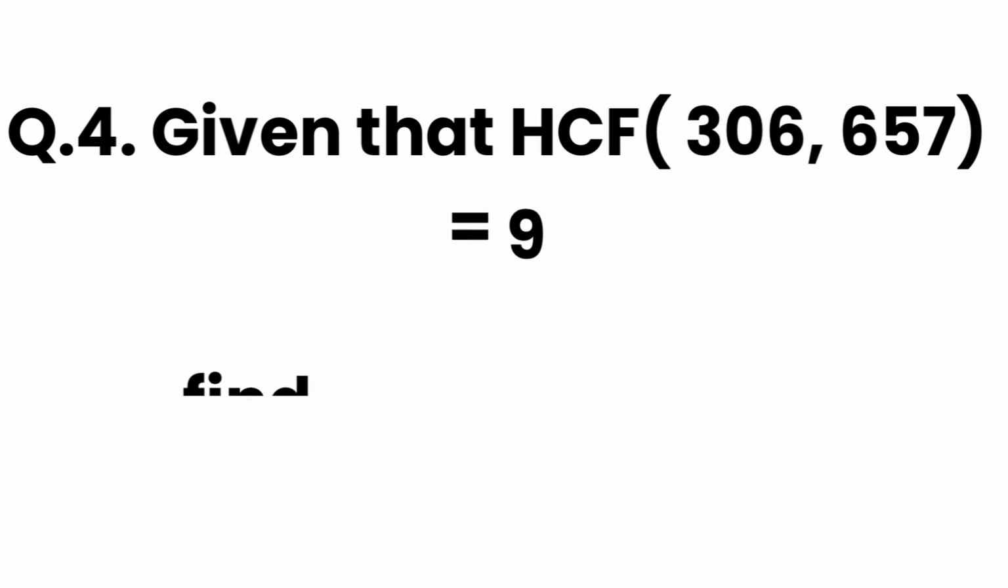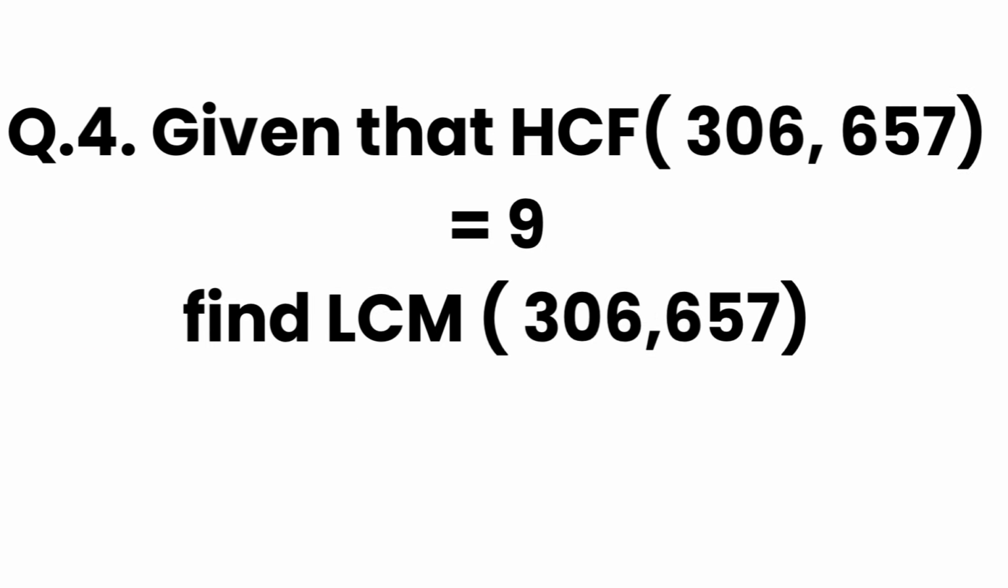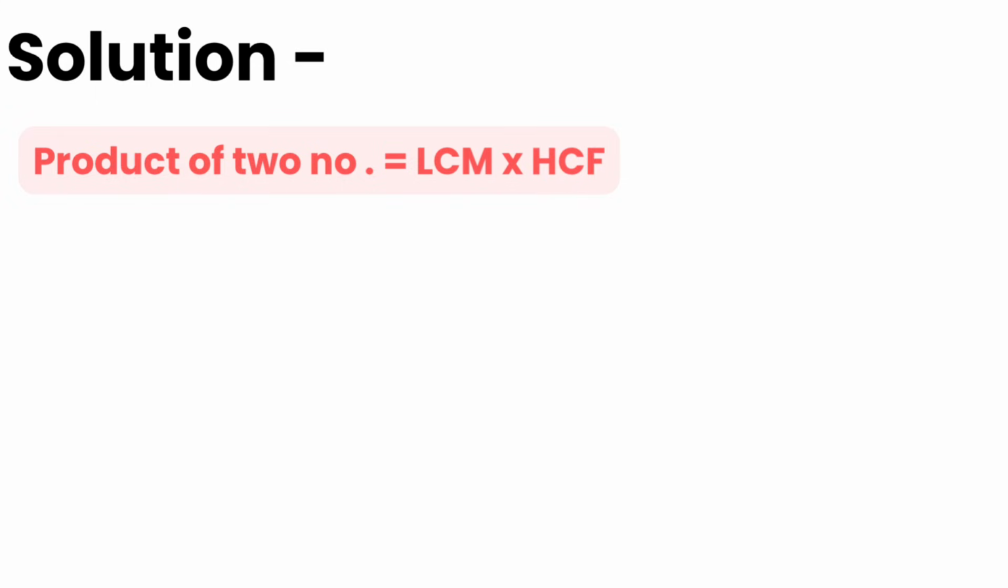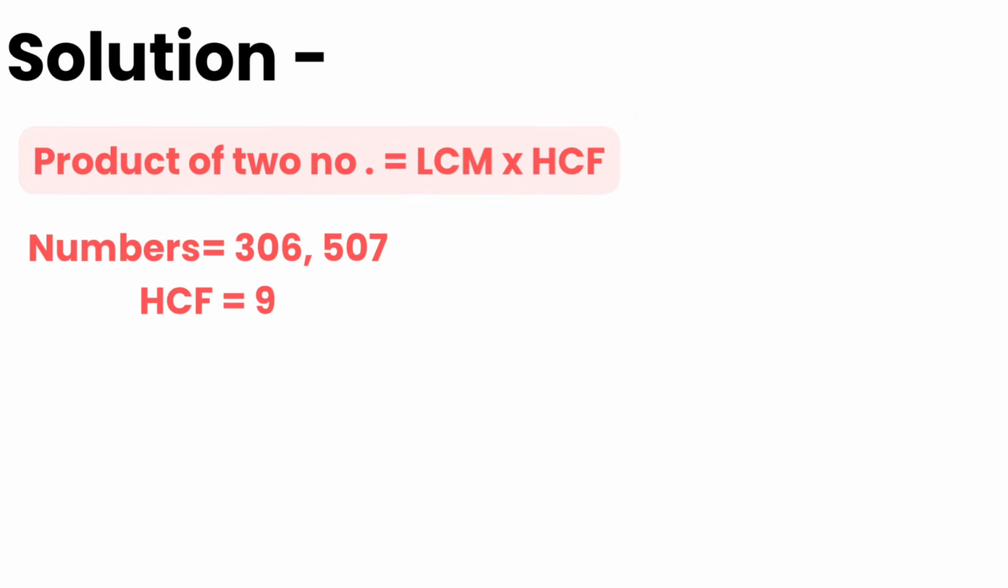Now question number 4 gives us the HCF directly, so we don't need to find the prime factorization again. As we know, the product of two numbers is equal to the product of LCM and HCF of those two numbers. Here HCF and both the numbers are given, so we simply put the values in the expression. Then we get 9 multiplied by LCM is equal to 306 multiplied by 657.